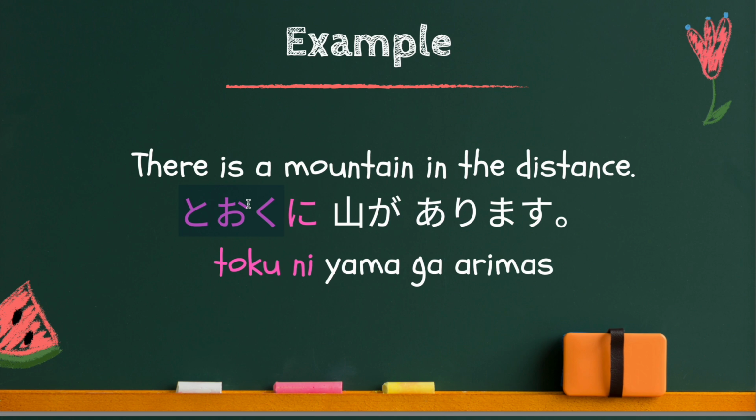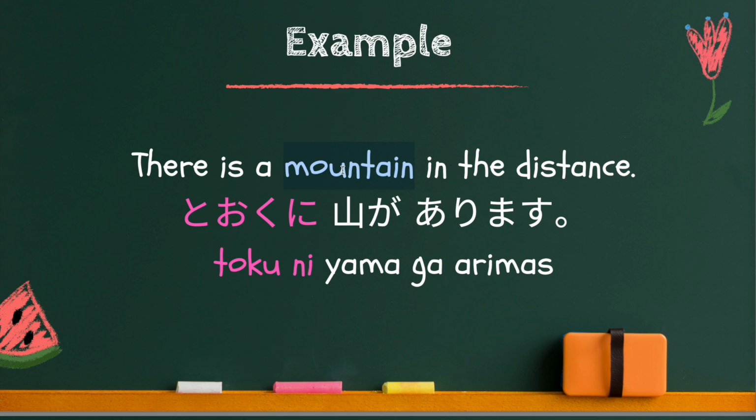Therefore, there is no noun, then no particle, just 遠く the location word, then に particle to indicate this is the place of being. Therefore, 遠くに山があります。山があります is there is a mountain. あります is used because mountain is not a living thing.